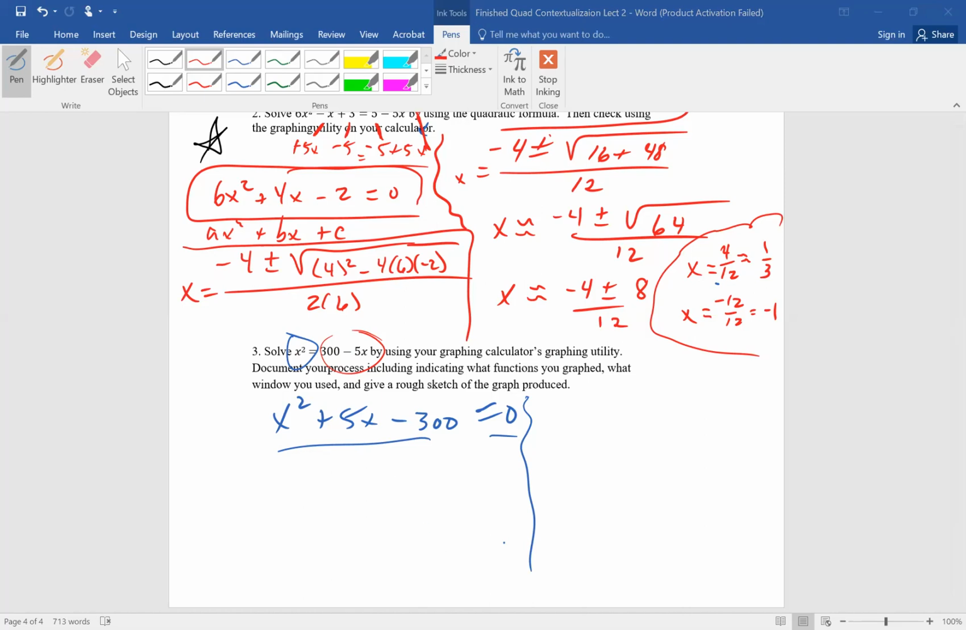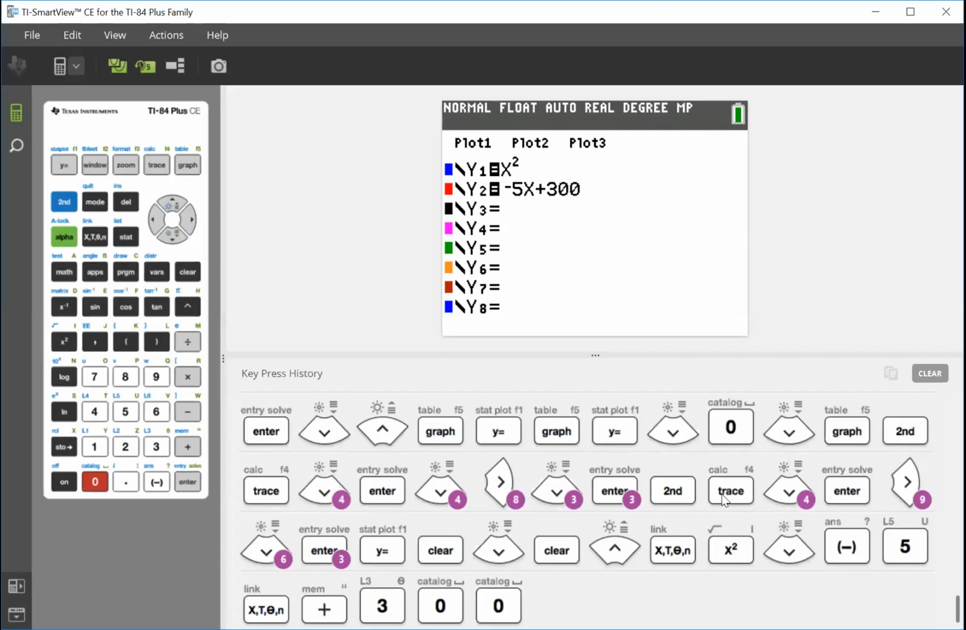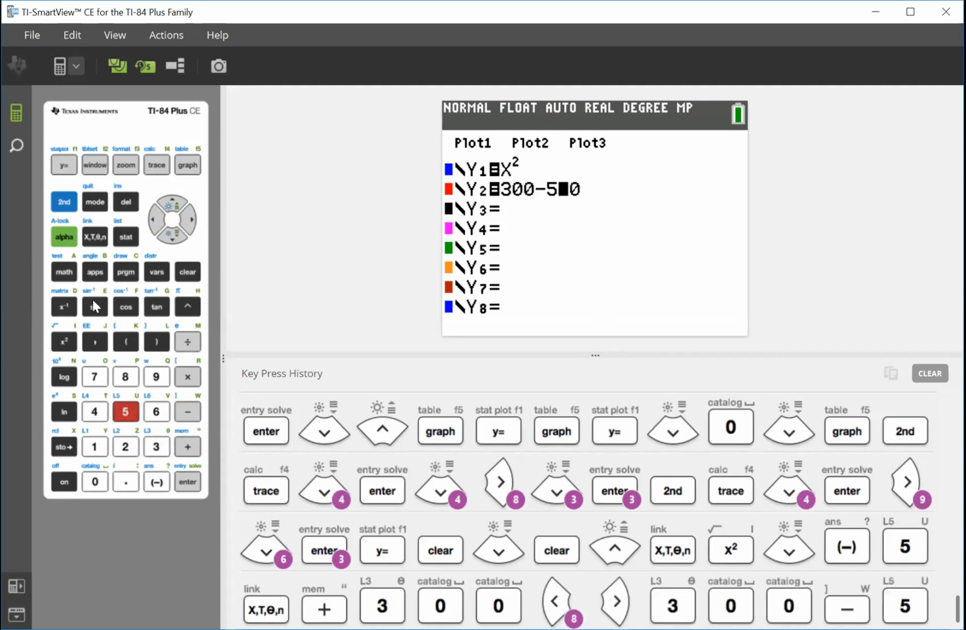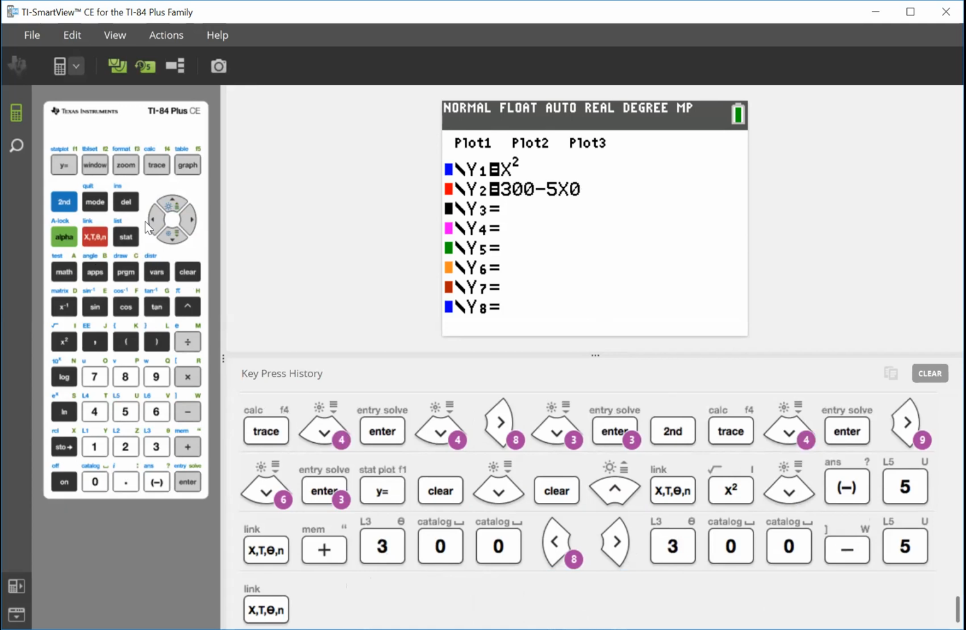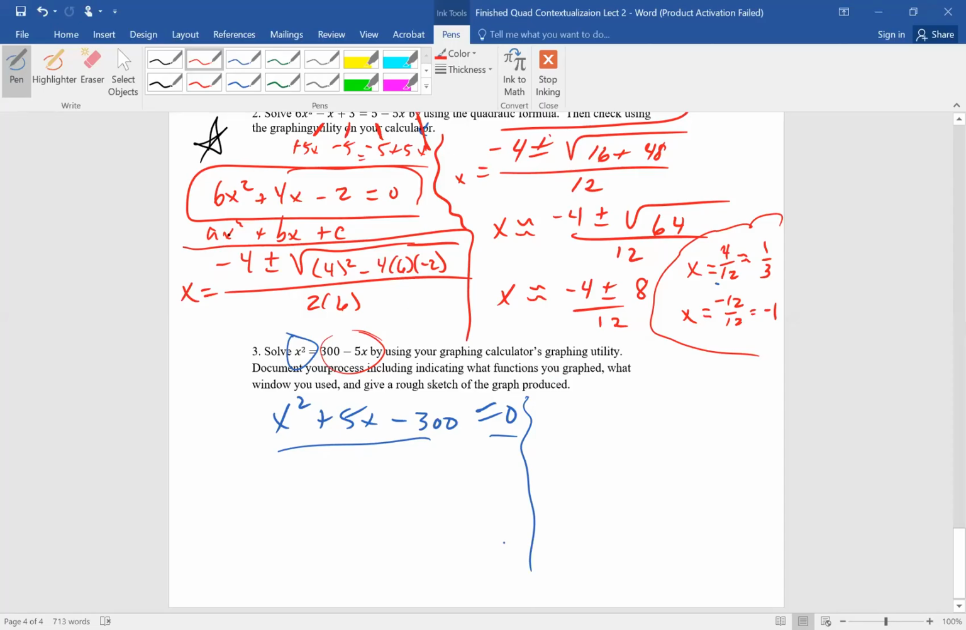300 minus 5x. Let's see if I can share my screen with you. 300 minus 5x. Now, really, it doesn't matter, okay? But just for those of you that don't want to deviate, you're more than welcome to put 300 minus 5x. I just have a tendency to always put the x's first. So 300 minus 5x on one side. One last final check. So that is on this side here, and in blue, x squared on the other side.